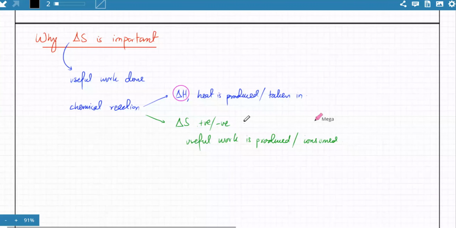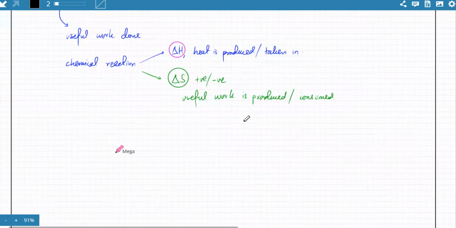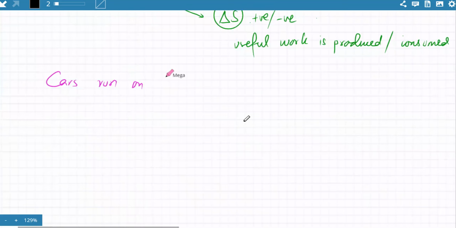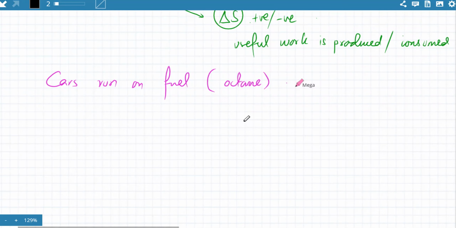Now, this delta S is way more important when it comes to extracting work from a system or from a chemical reaction. I'm going to give you an example. How do cars operate? We know that cars run on fuel. Let's ignore electric cars for a second. Cars run on fuel, like high octane petrol. So let's say cars are running on octane. How do cars actually run on fuel?